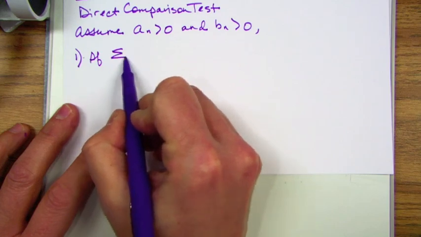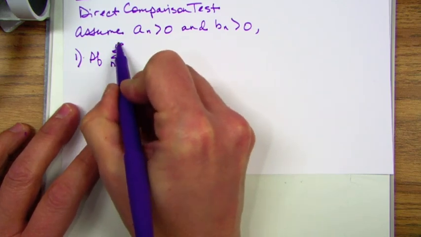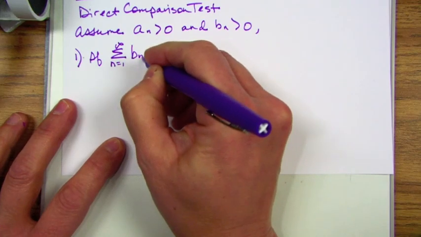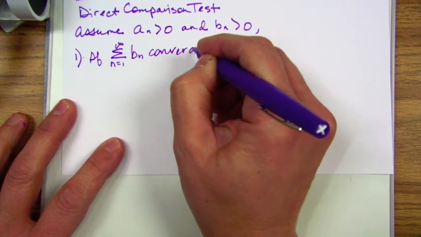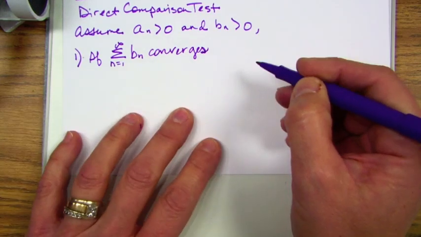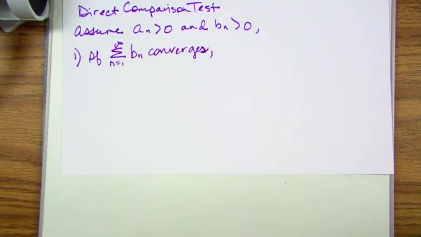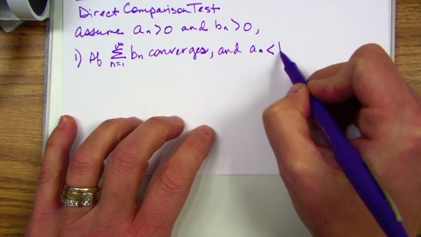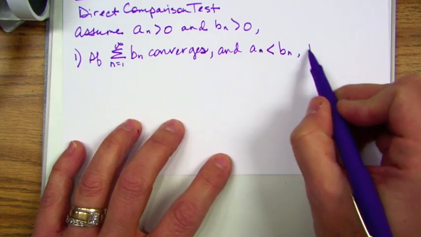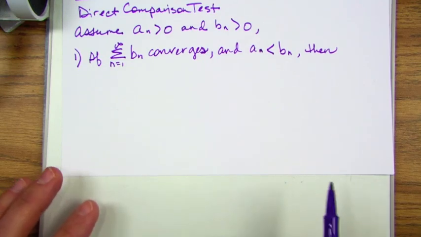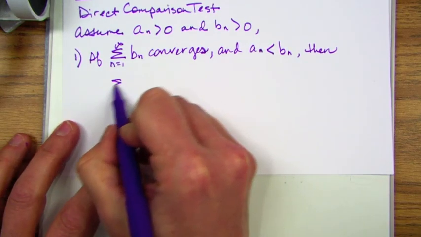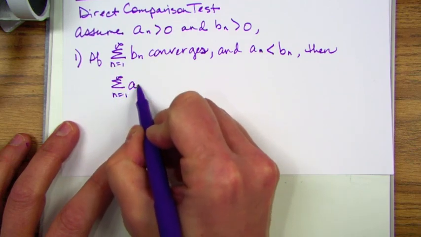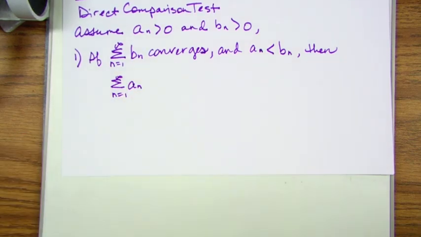If the series from n equals 1 to infinity of b sub n converges, and a sub n is less than b sub n, then the series from n equals 1 to infinity of a sub n does what?